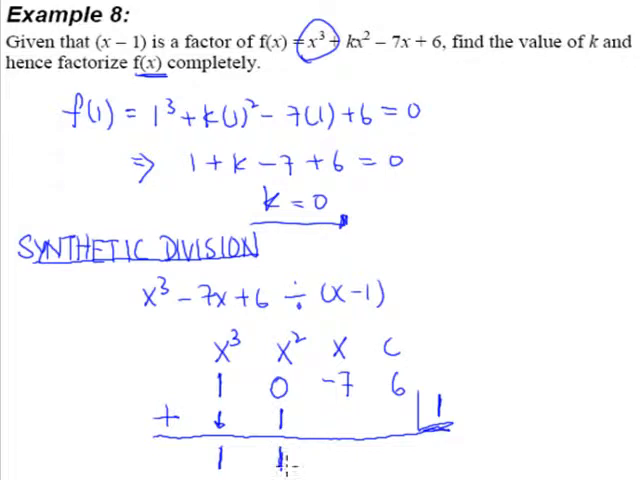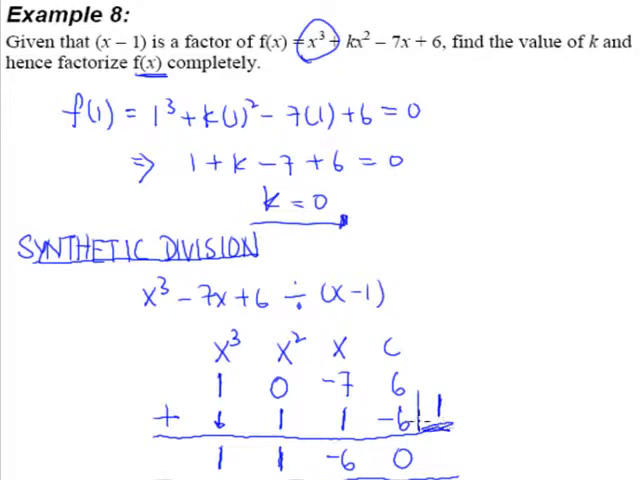Now you take this answer, multiply by this number again, and you put it here. So 1 multiplied by 1, you get 1 here again. So minus 7 plus 1 will give you negative 6. Negative 6 multiplied by 1 will give you another negative 6. So 6 minus 6 will give you a 0. And you have more or less finished the division.